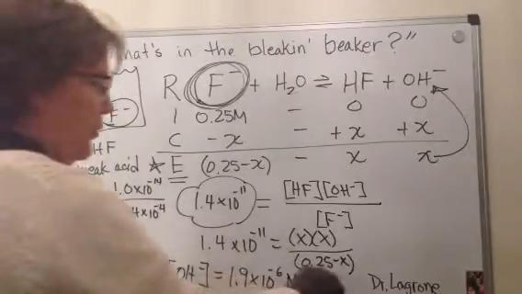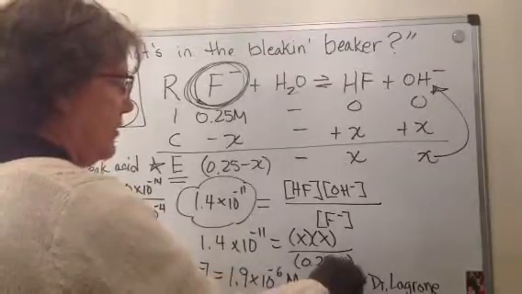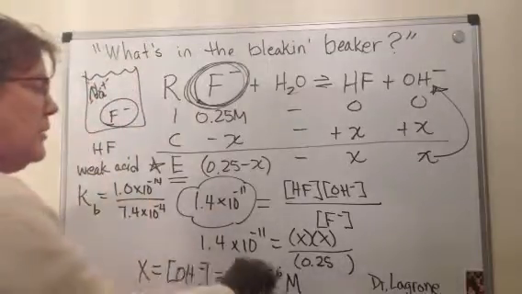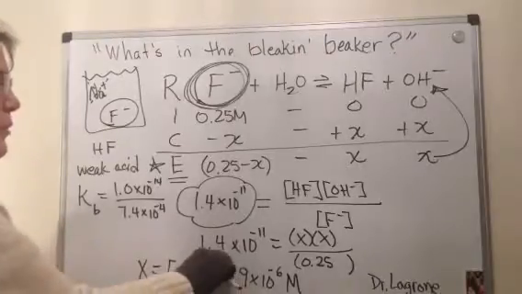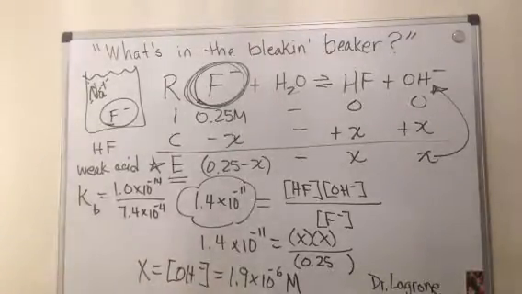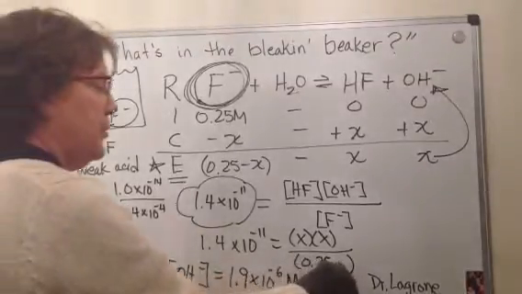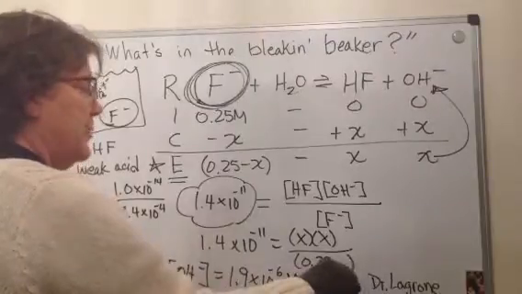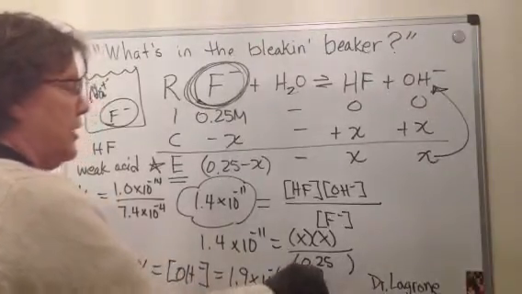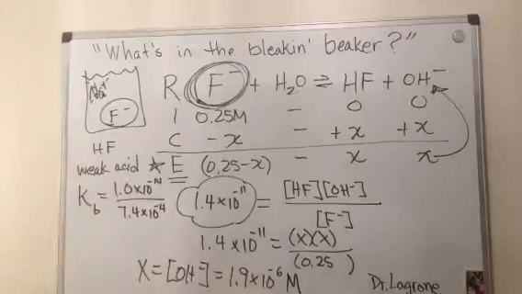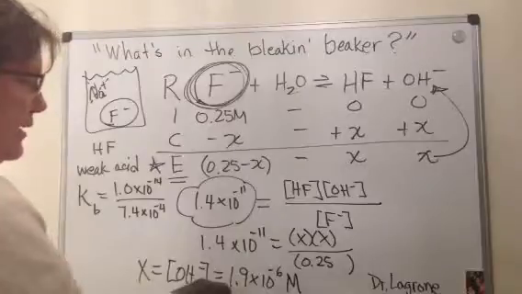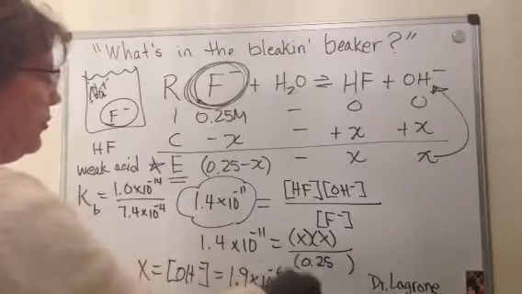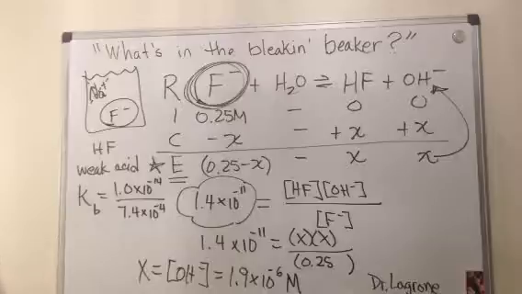Now, why did I ignore this x? Look how small. Hydrolysis constants are very, very small, much smaller than the equilibrium constants or dissociation constants for a weak acid or a weak base. So you're always going to get to make the assumption that x is very small compared to the initial concentration of the ion from the salt. And if I take 0.25 and subtract x, I'm going to end up still with 0.25. So it is a valid assumption.